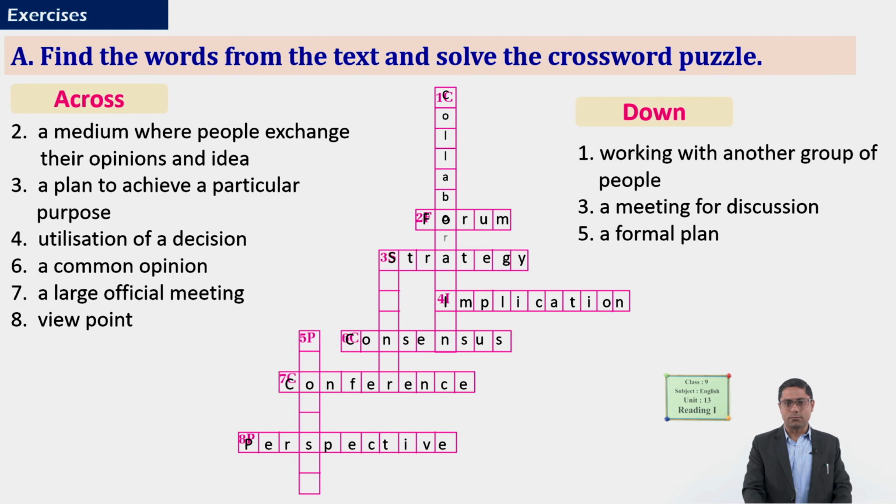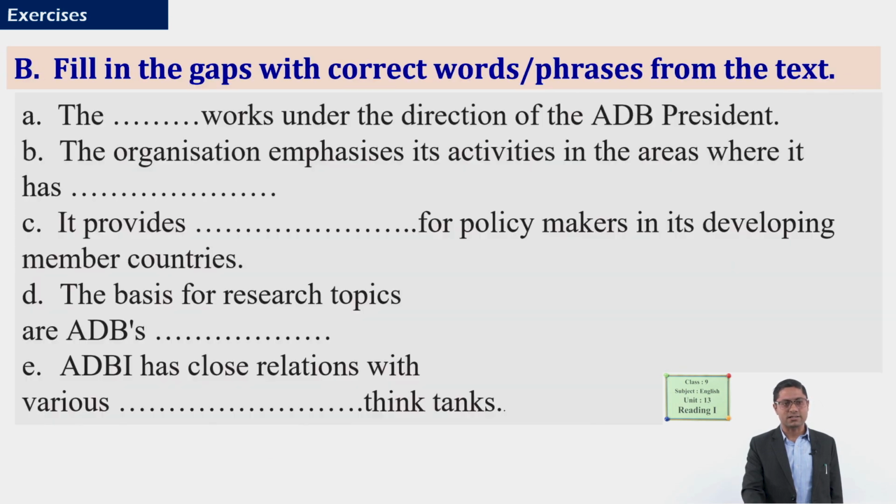Now, let us do the words from the section down. Okay. Number 1, working with another group of people is, yes, it's already there, collaboration. Very good. The next one, 3, a meeting for discussion. What's it? Okay, it's seminar. Very good. Now, the last one, a formal plan. What's it? Exactly, it's a proposal. That's good. Dear students, you really did well. Now, let us do next exercise.